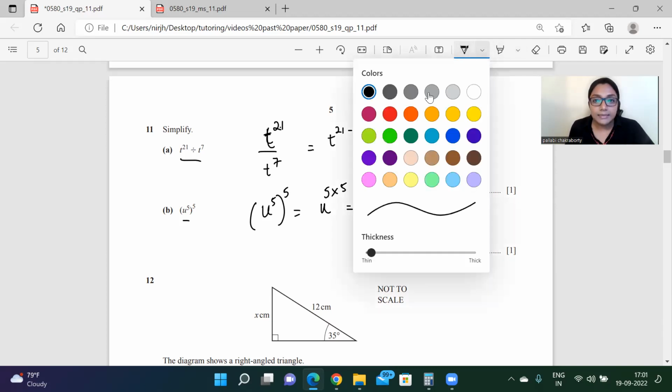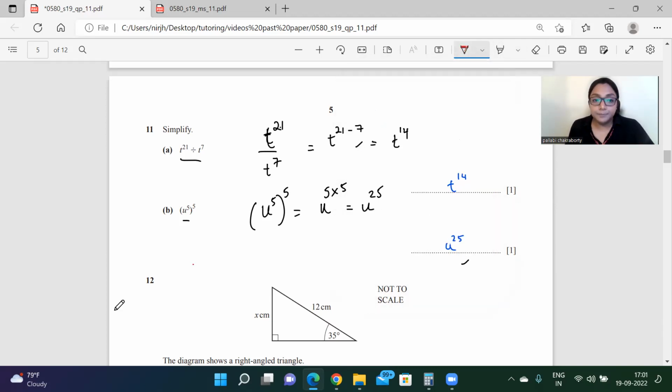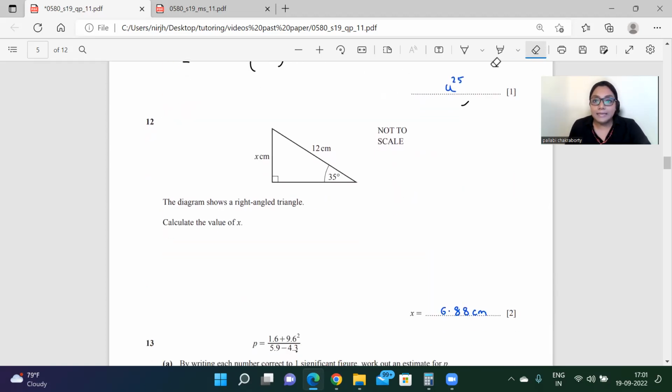Now I will quickly tell you also, if the question was t to the power 21 times t to the power 7, again your base is the same. So this time it is multiplication, so you will be adding the powers in this case. If it is multiplication, then you add the powers. So your answer would have been t to the power 28 if it was a multiplication. This is just some additional knowledge not related to this paper. Moving on to the next part.